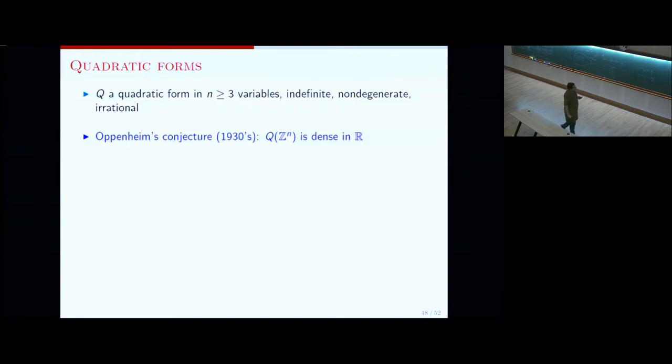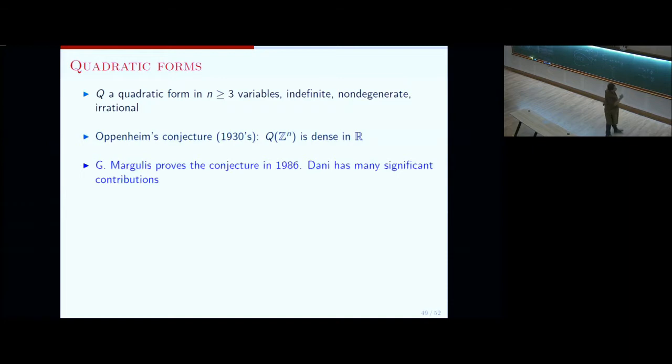Then what happened was that Raghunathan noticed that the conjecture would follow if you said something about the action of the stabilizer of these quadratic forms on the space SL_n(R) modulo SL_n(Z). Once he made his observation, Margulis proved the conjecture by proving the dynamical statement.